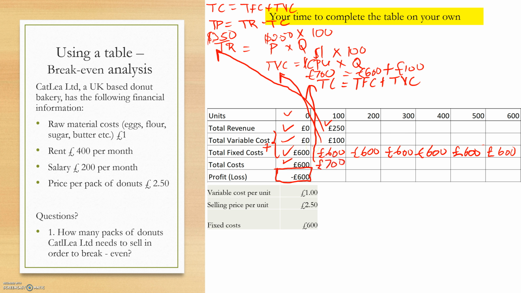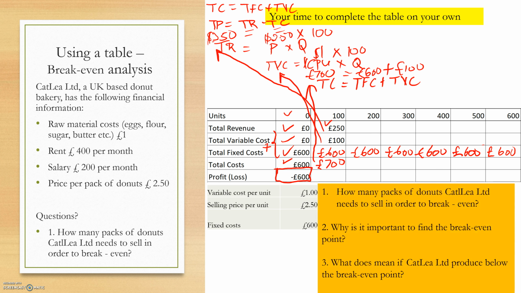And finally, what do we need to work on? At 0 units we made a loss of 600 pounds. At 100 packs of donuts, will we make a profit? Or if we make a loss, will the loss be greater than the 600 pounds previously, or will it be less? Again, let's apply the formula for total profit. It's total revenue minus total cost.